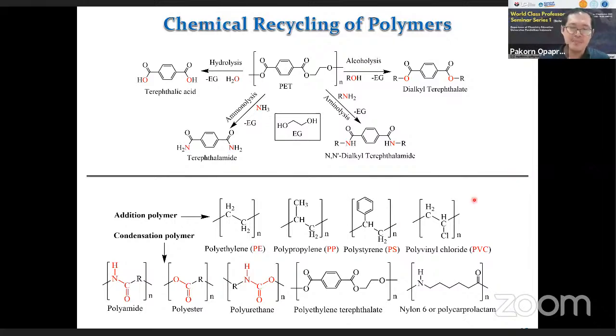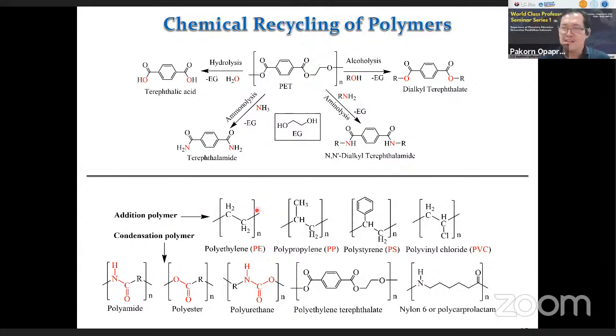These are examples of polymers in the group of polyesters that have an ester group. The ester group is considered the most reactive functional group in the polymer chain. We can break it, the easiest one. So in this case, if we take PET, we can break it down in various reactions, and we can convert it into value-added products.